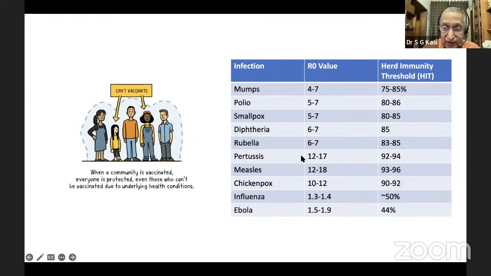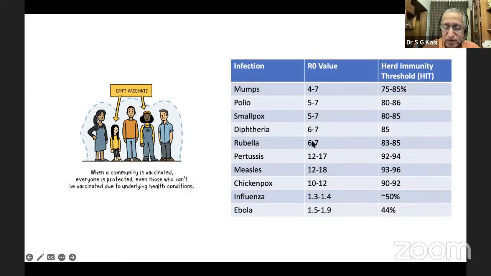On the other hand, if you take a disease like pertussis or measles, which have a very high R0, to recapitulate what is R0: the number of persons that can be secondarily infected by the index case in a population which does not have any immunity against that particular disease. For pertussis, 12 to 17, measles 9 to 18. So here you require 95% coverage in the population to reach the herd immunity threshold.